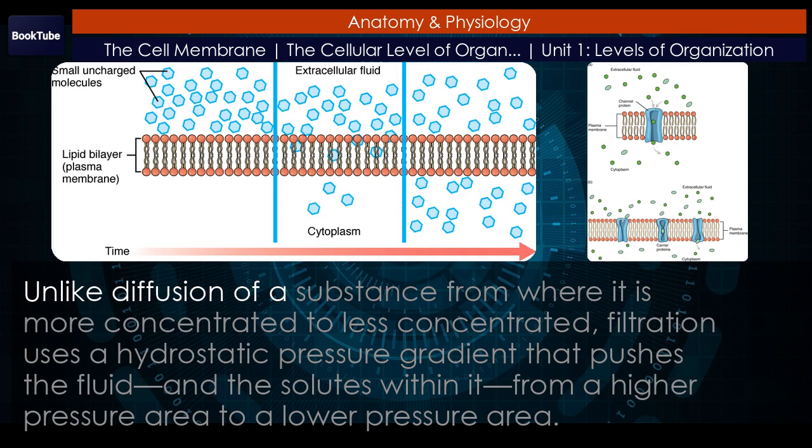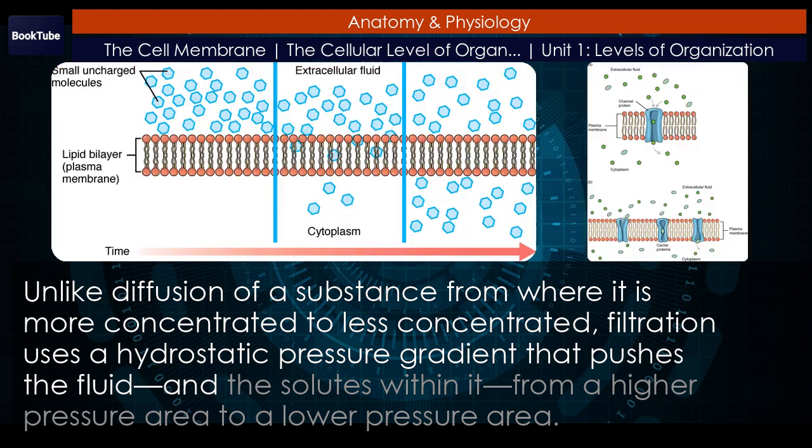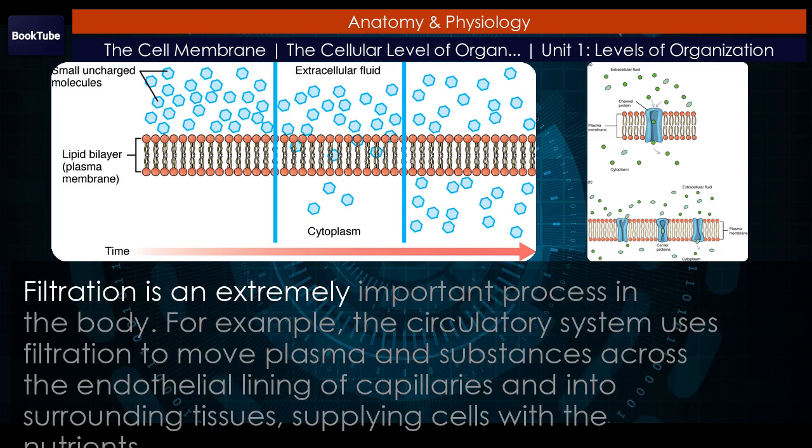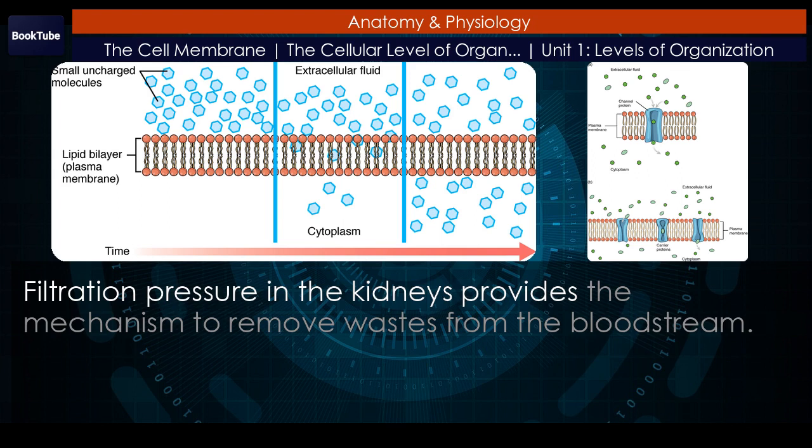Unlike diffusion of a substance from where it is more concentrated to less concentrated, filtration uses a hydrostatic pressure gradient that pushes the fluid and the solutes within it from a higher pressure area to a lower pressure area. Filtration is an extremely important process in the body. For example, the circulatory system uses filtration to move plasma and substances across the endothelial lining of capillaries and into surrounding tissues, supplying cells with the nutrients. Filtration pressure in the kidneys provides the mechanism to remove wastes from the bloodstream.